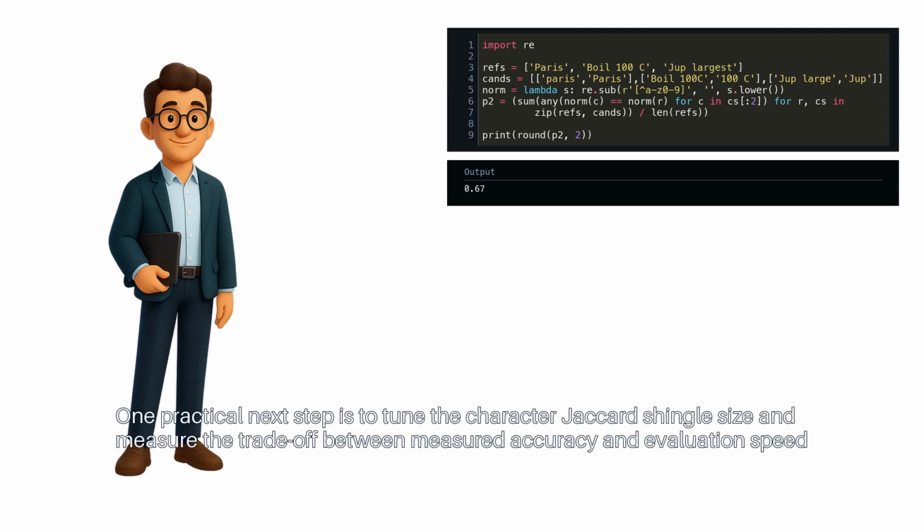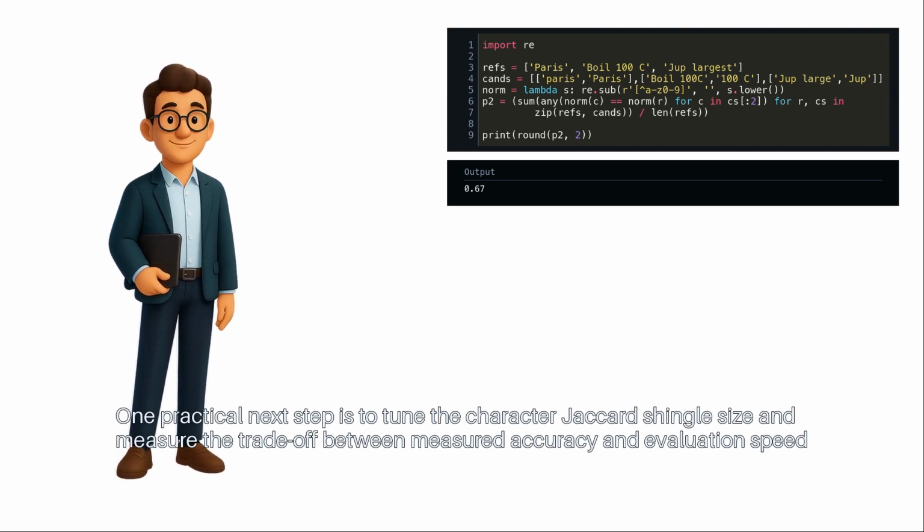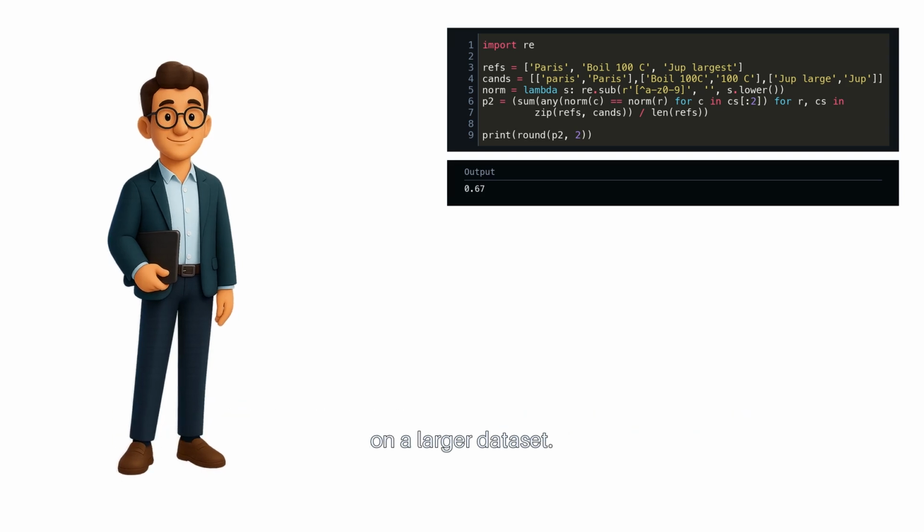Wrap up. One practical next step is to tune the character Jaccard shingle size and measure the trade-off between measured accuracy and evaluation speed on a larger data set.